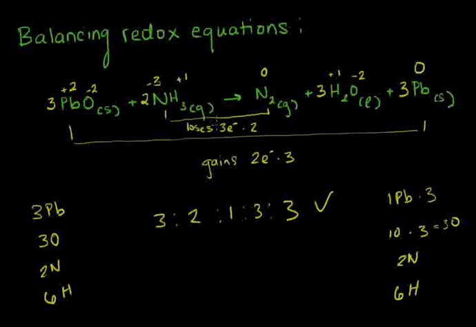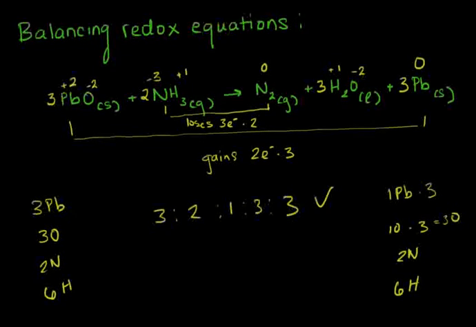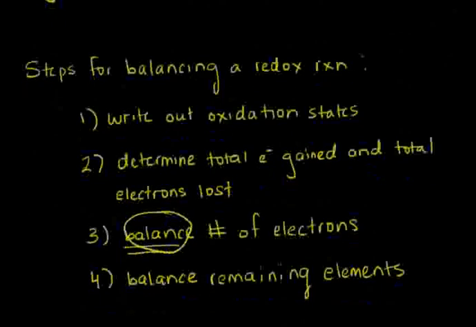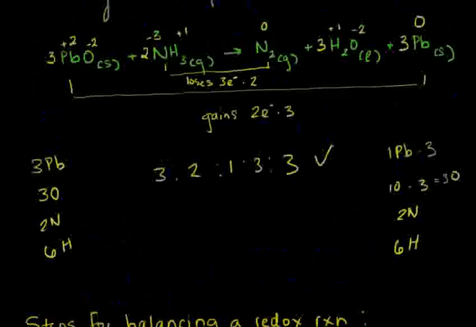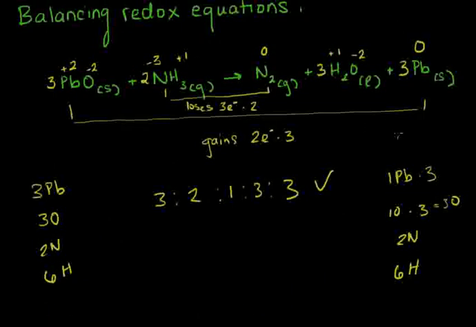They have to be the same number lost as there are gained. And finally, once we've balanced the electron bit of the redox reaction, we can just treat this chemical equation as we would any other, and just balance the different kinds of elements on each side of the equation, as we did here.